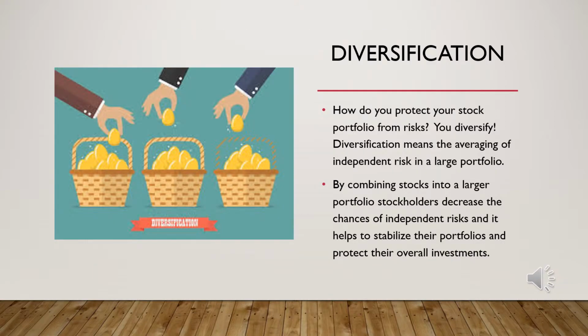How do you protect your stock portfolio from risks? You diversify. Diversification means averaging of independent risk in a large portfolio. By combining stocks into a larger portfolio and spreading investments over different industries, stockholders decrease the chances of independent risks and help to stabilize their portfolios and protect their customers' overall investments.